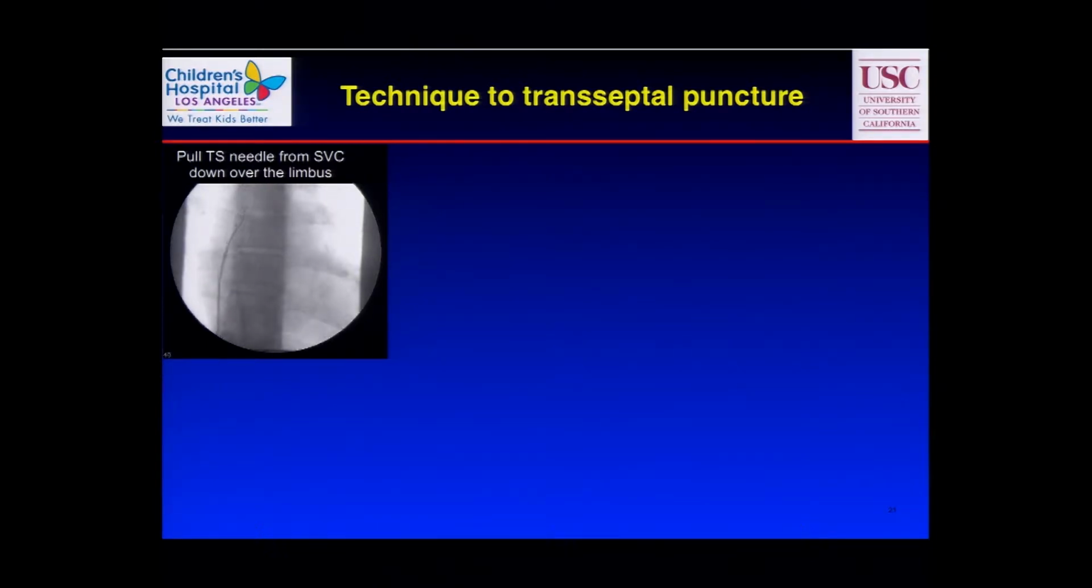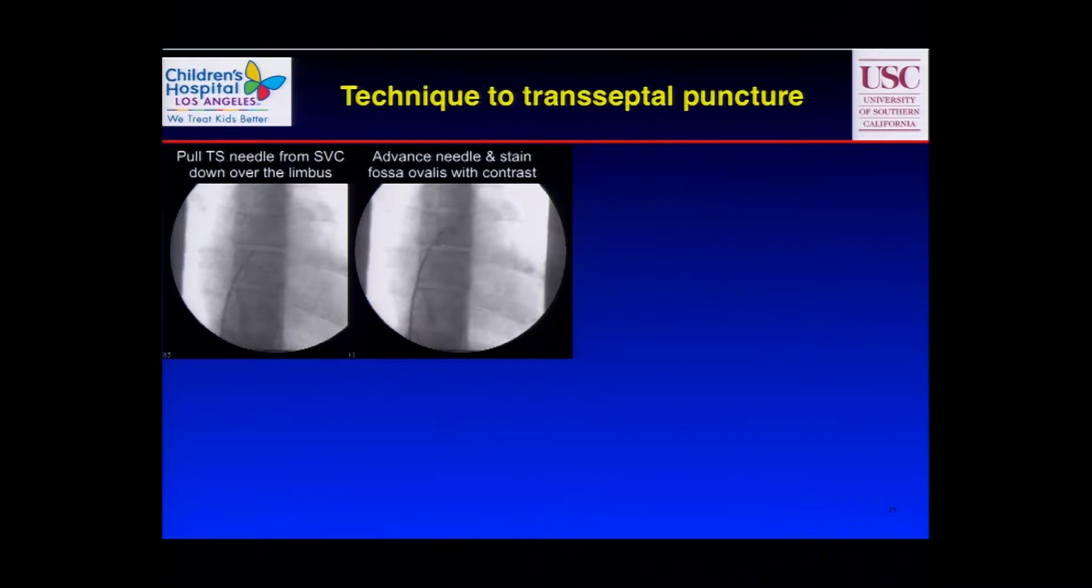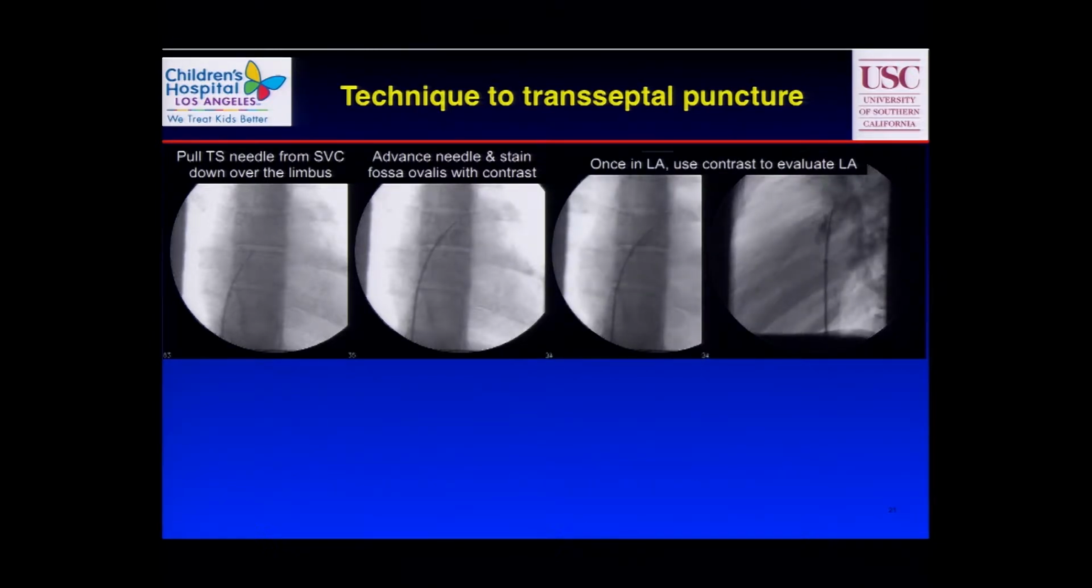When I was training, the first-year fellows all had to learn how to do this. So the second-year fellow had to teach the first-year fellow how to do a transeptal puncture. And we didn't have echo to guide us. So the first step is you bring it down the SVC, climb over the limbus, find the fossa ovalis. You dip down into that fossa, and then you stick your needle in, you stick some contrast in there to stain the atrial wall, and then you push hard posteriorly and leftward, and once you're in, you'll see the left atrial pressure come up, and you know that you're in the left atrium.